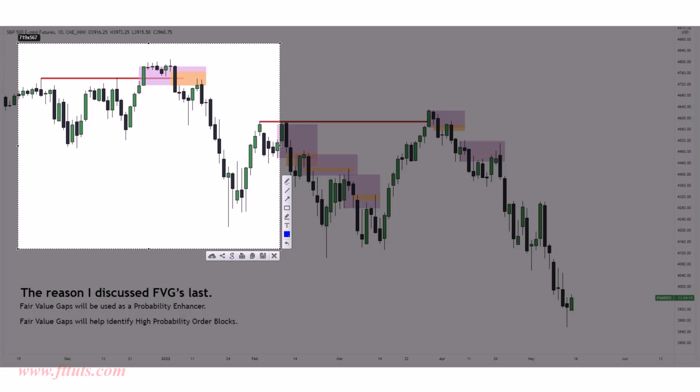So here, long-term high forms. Last big beefy candle here, that's your order block. Pair that with fair value gap, becomes A plus order block. So you can see the fair value gap enhances the order block to make a high probability order block.